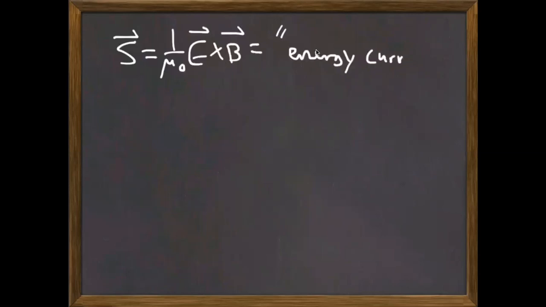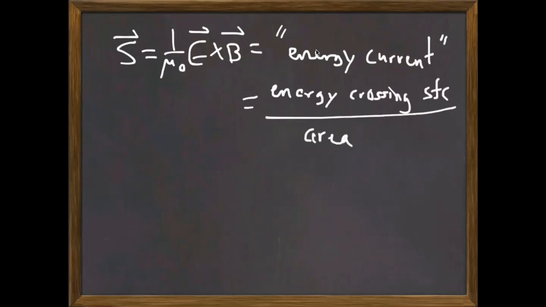So a little more about the Poynting vector. Its formula is 1 over mu naught E cross B. So you need perpendicular E and B fields to get it. Think of it as an energy current or an energy flux. It's the energy crossing some surface per unit area per unit time. And if you work out the units, you'll get watts per square meter. So it's like an intensity. It's an energy per unit area per unit time, or a power per unit area.